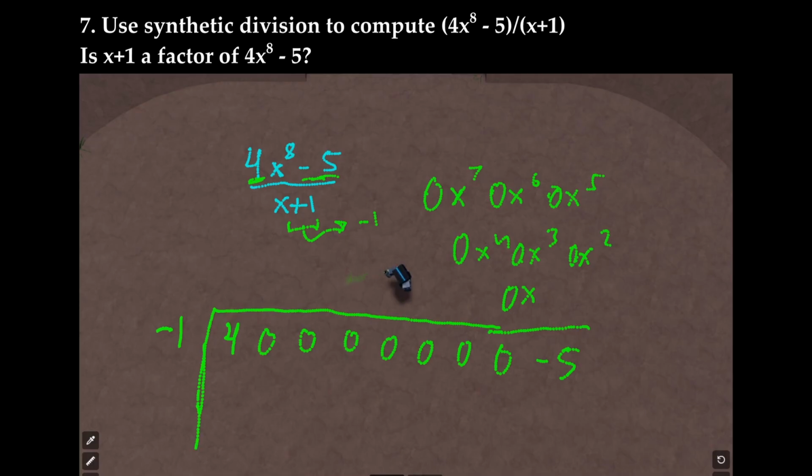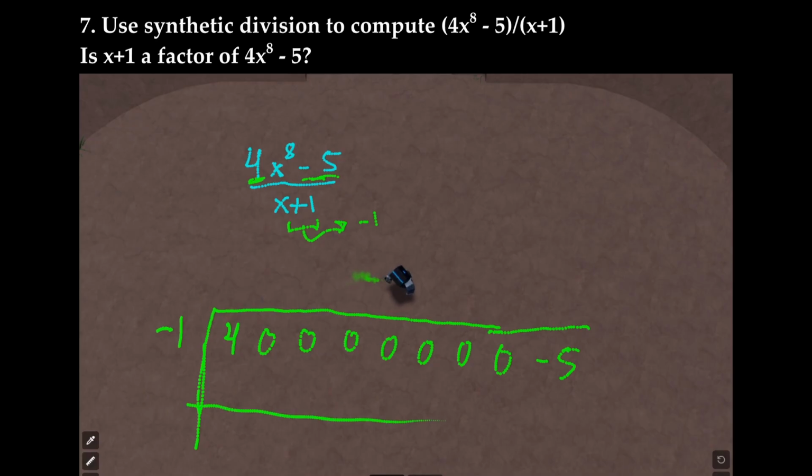But now we're ready to proceed with synthetic division. I'm just going to erase all this nonsense up here. So let's do synthetic division. First step is you drop down the first 4. Now you do minus 1 times 4. That's negative 4. Now add 0 and negative 4. That's negative 4. Minus 4 times minus 1 is positive 4. Now do 0 plus 4. That's just going to be 4.